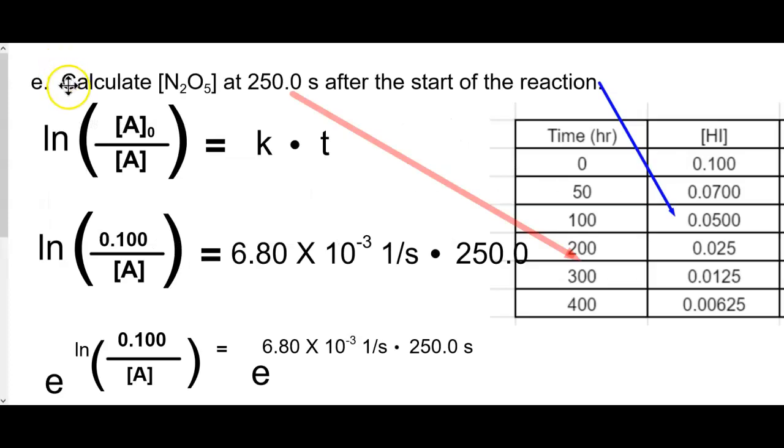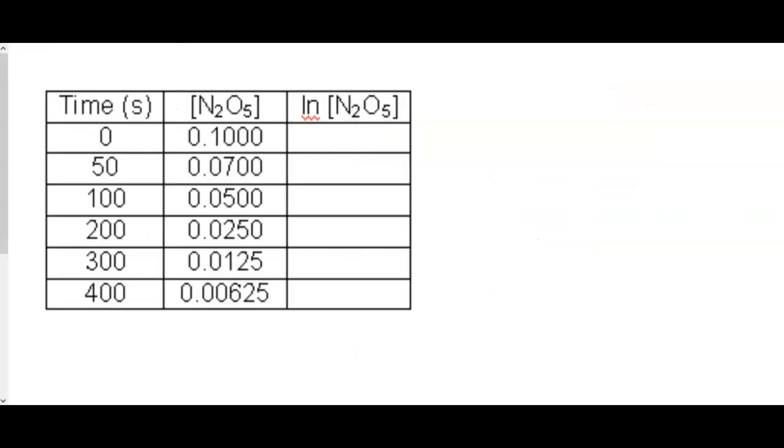Okay, part E: calculate the concentration at 250 seconds after the start of the reaction. That puts us around here. So we're trying to figure out the concentration that would be right between 200 and 300, basically. We know we're doing a first order reaction, so we have ln of initial concentration over final concentration equals k times t. We know our k, we know our time. Let me fast forward this.